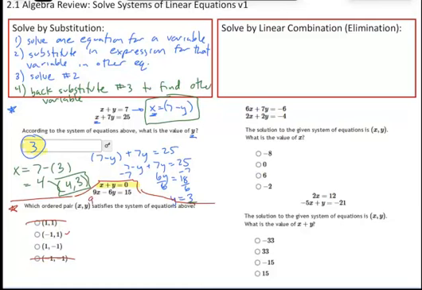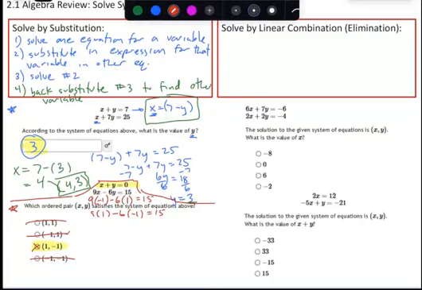So 9 times a -1 minus 6 times a +1, does that equal 15? -9 minus 6? No. And so by process of elimination, I have my answer, but I can also substitute that in. Plug in a 1 for x, plug in a -1 for y. Does that equal 15? 9 minus a -6 plus 6? Yes. And so that would be the easiest and most efficient way to solve this problem.